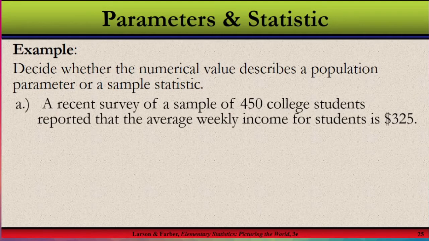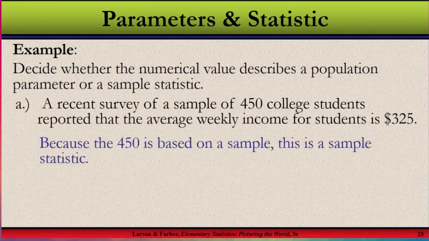Okay, so try natin. Because the 450 is based on a sample, this is sample statistics. So baliktad. So meron tayong clue word. Meron tayong sample eh. So pag sinabing sample, 'di ba? Naka-base siya sa population. So ibig sabihin yung 450 college student, hindi siya kabuuang bilang ng college student sa isang certain university. So it is based on sample. So si 450 is the sample statistics.